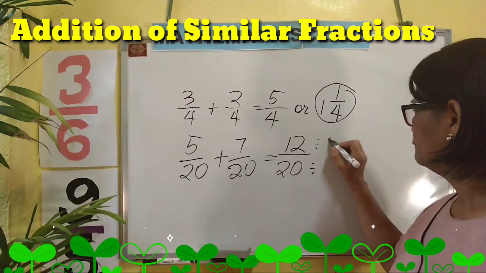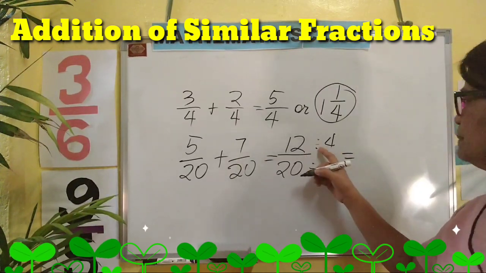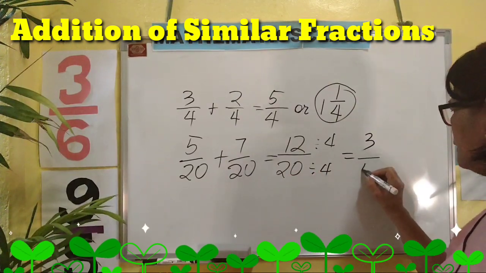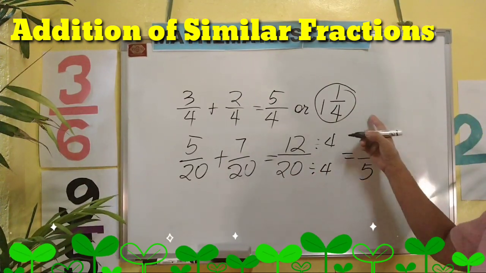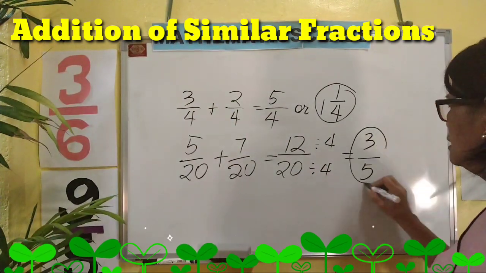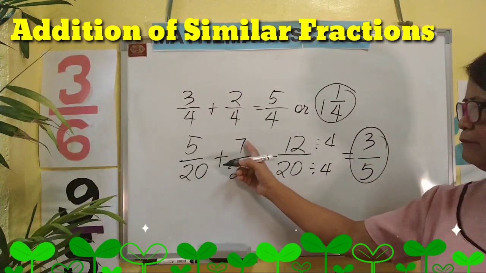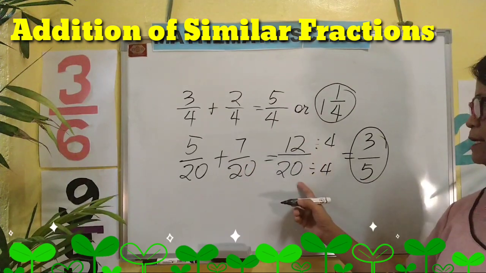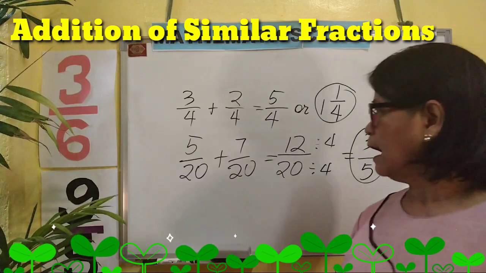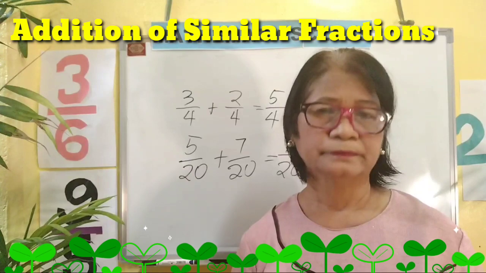Divide by 4. 12 divided by 4 equals 3. 20 divided by 4 equals 5. 3/5. 3 and 5 are both prime numbers. Therefore, this is your possible answer. So, the answer for 5/20 plus 7/20 equals 12/20 or 3/5. Always remember that your answer must be simplified into lowest term.